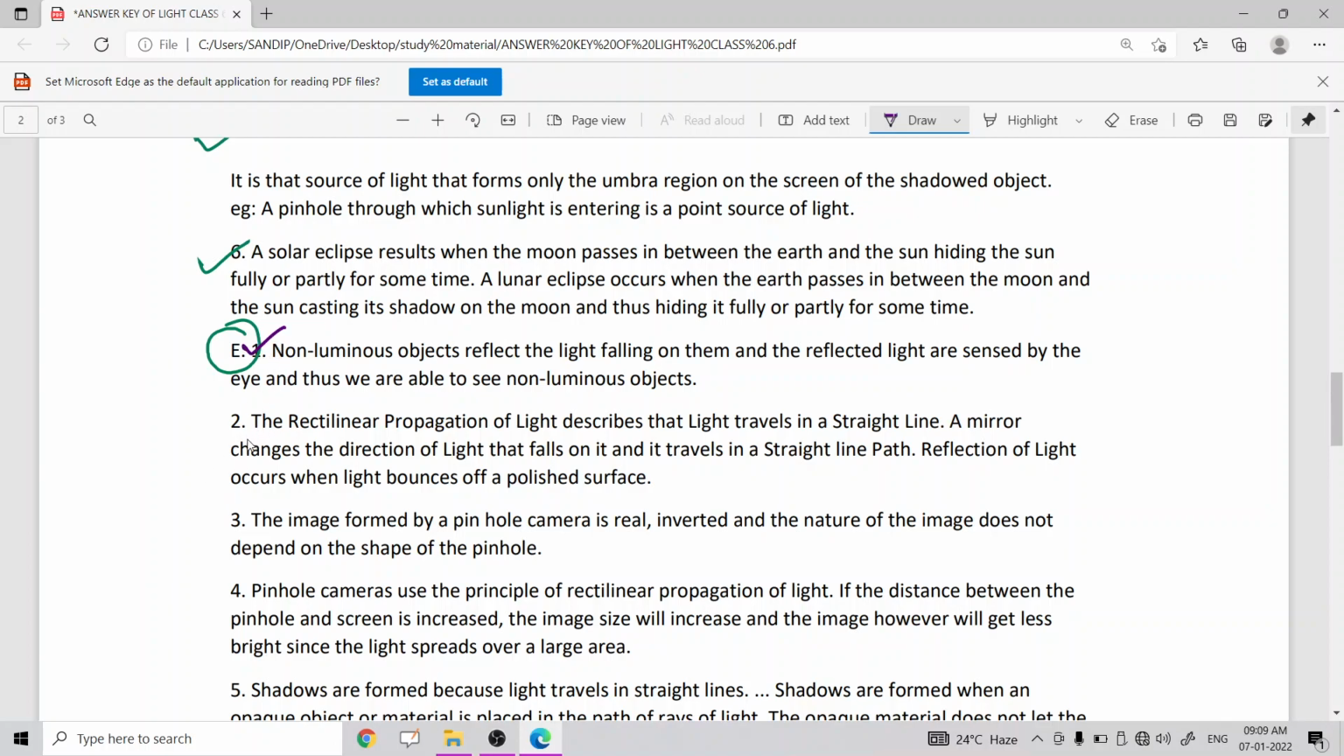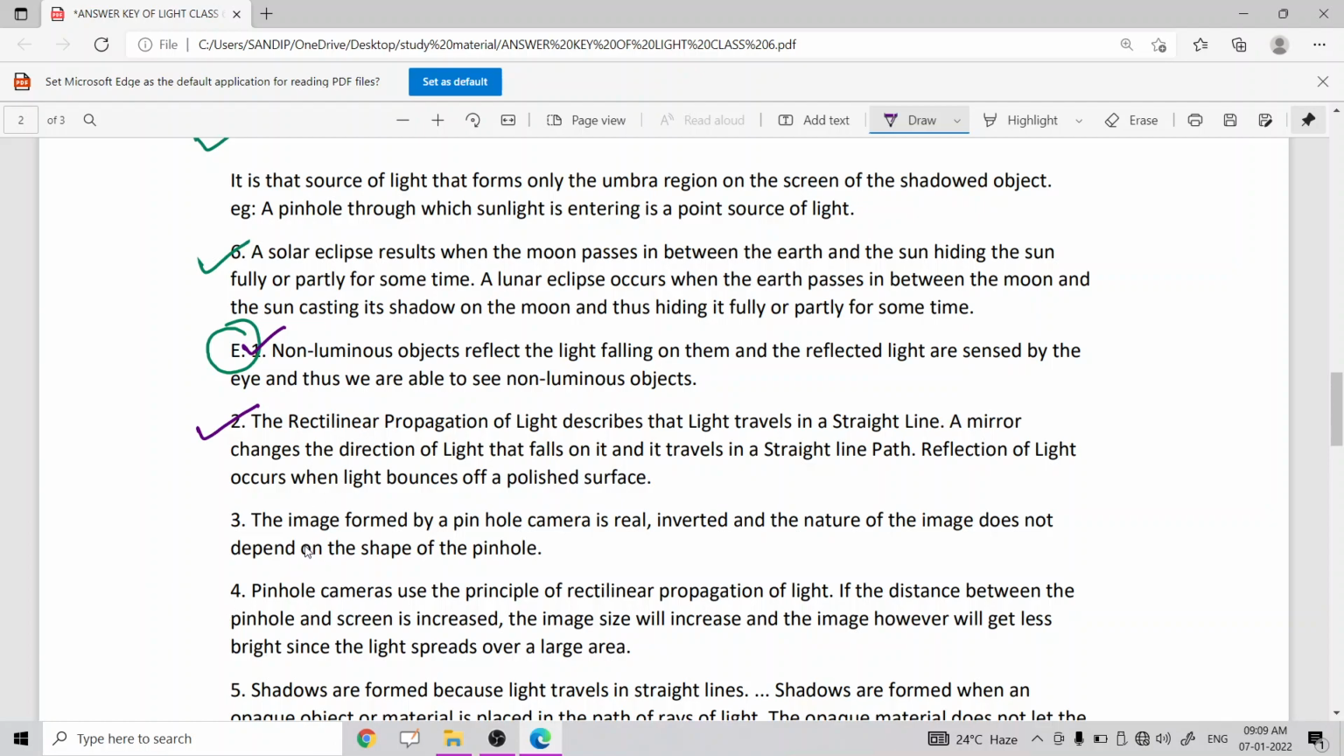The second one: define rectilinear propagation of light. It is also discussed in your class. Rectilinear propagation means light always travels in a straight line. So this is the rectilinear propagation of light. On the basis of rectilinear propagation of light, we get an example, that is the pinhole camera, and also we get shadow.